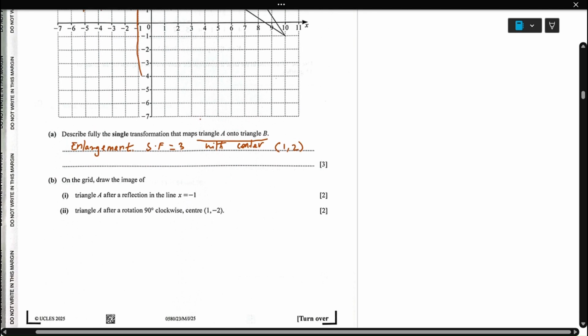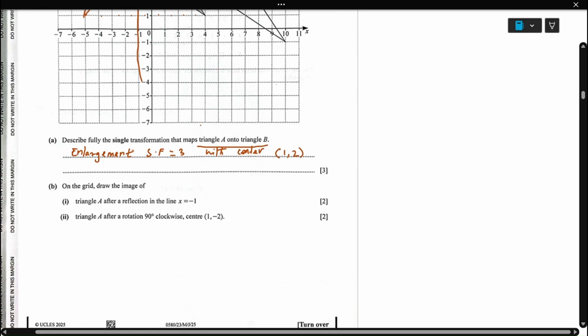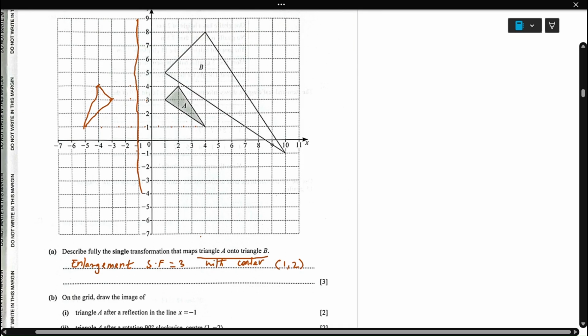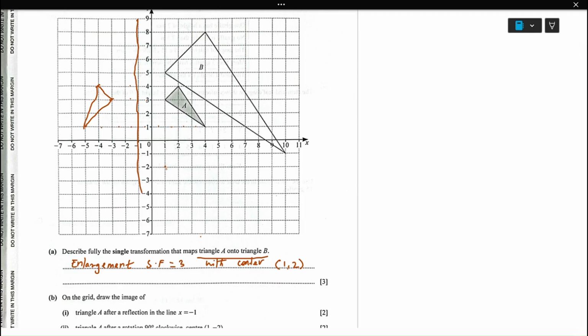Next question: triangle A after the rotation 90 degrees clockwise with the center (1, -2). 1 comma -2 is the center here. Use the tracing paper, then draw the 90-degree rotation. So approximately, we'll get here (6, -2), (7, -3), and (4, -5). So we will get it like this.